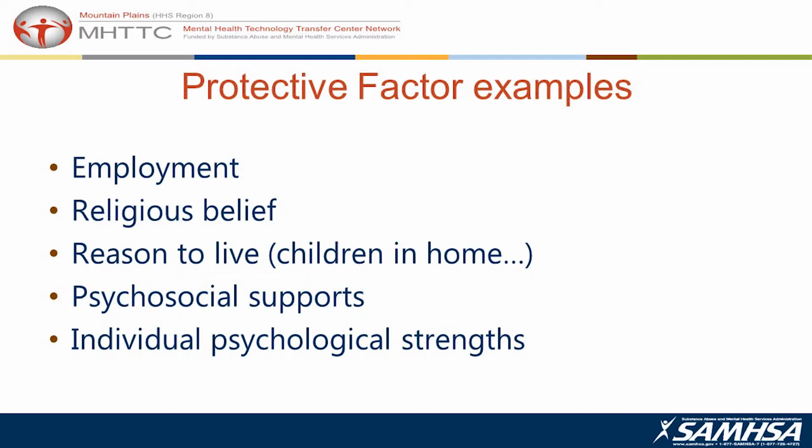Individual psychological strengths: how good are they at coping skills? Or did they have a history when they were younger of significant trauma, and it's been difficult for them to self-soothe or find a way to manage? So they may be at higher risk for impulsivity, or just not being able to plan and figure their way out.